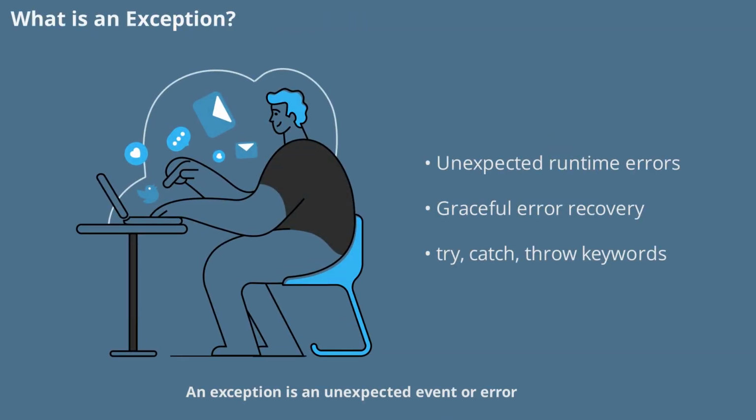An exception is an unexpected event or error that occurs during the execution of a program. For example, trying to divide a number by zero or accessing an array out of bounds can trigger exceptions. Handling exceptions properly allows your program to recover gracefully from errors, rather than crashing or producing incorrect results. In C++, exceptions are managed using the try, catch, and throw keywords.